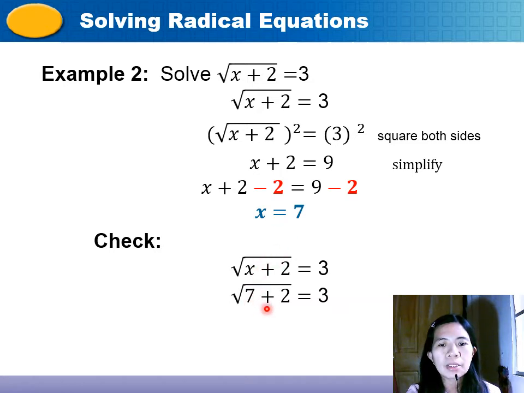So, 7 plus 2 equals the square root of 9. And the square root of 9 is equal to 3. So, 3 equals 3 is true, meaning this is the solution of our radical equation.